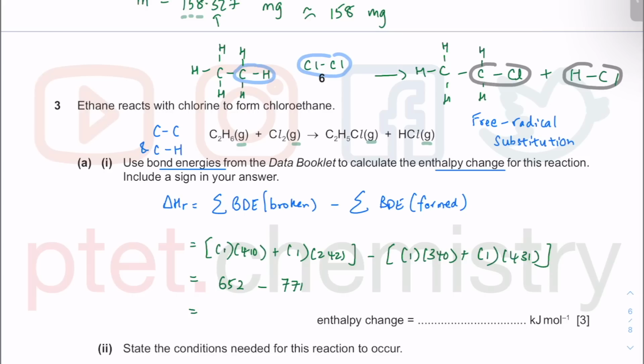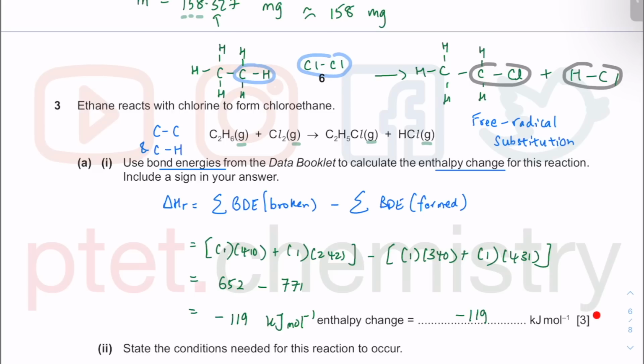Do not forget the enthalpy change has a sign, has a value, and has a unit. The problem with the sign is that when it is positive, your calculator will not show you, so you need to keep your eyes out for the enthalpy change having a sign, value, and also a unit. So this is minus 119 kilojoules per mole.